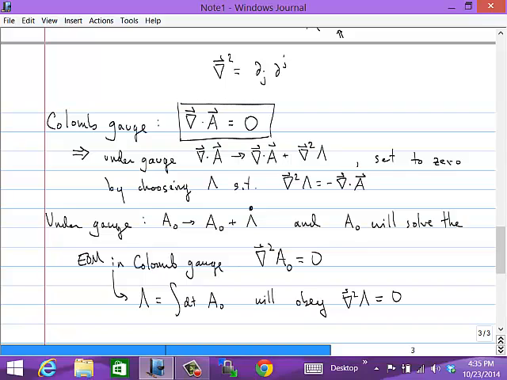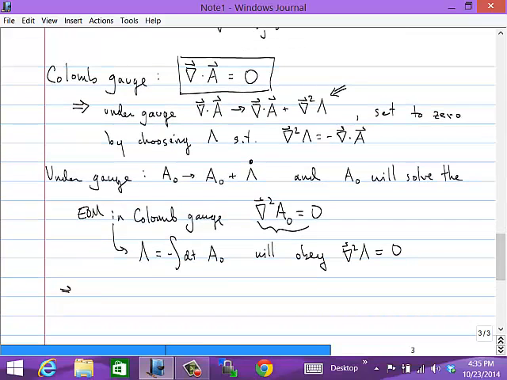So in particular, if you set lambda equal to the integral dt of A0, or I guess with a minus sign here, then because A0 solves the Laplace's equation, that will leave del dot A unchanged, so that you can simultaneously set A0 equal to 0 and impose the gauge condition that del dot A is equal to 0. This is a sort of common trick.